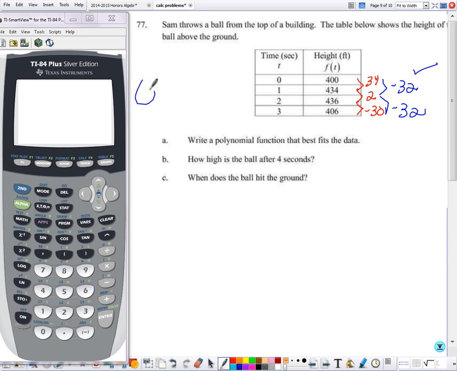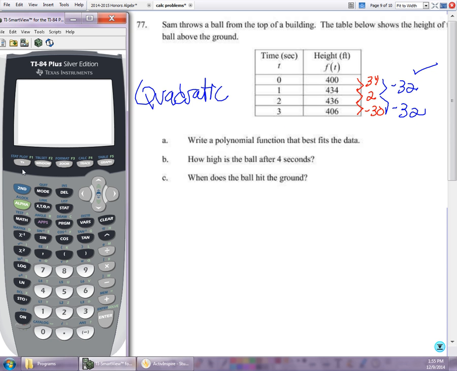So this is quadratic because it happened on our second level of subtracting of the finite differences. So I'm going to hit the stat button, hit edit, and I have to type in the x and y values to L1 and L2.